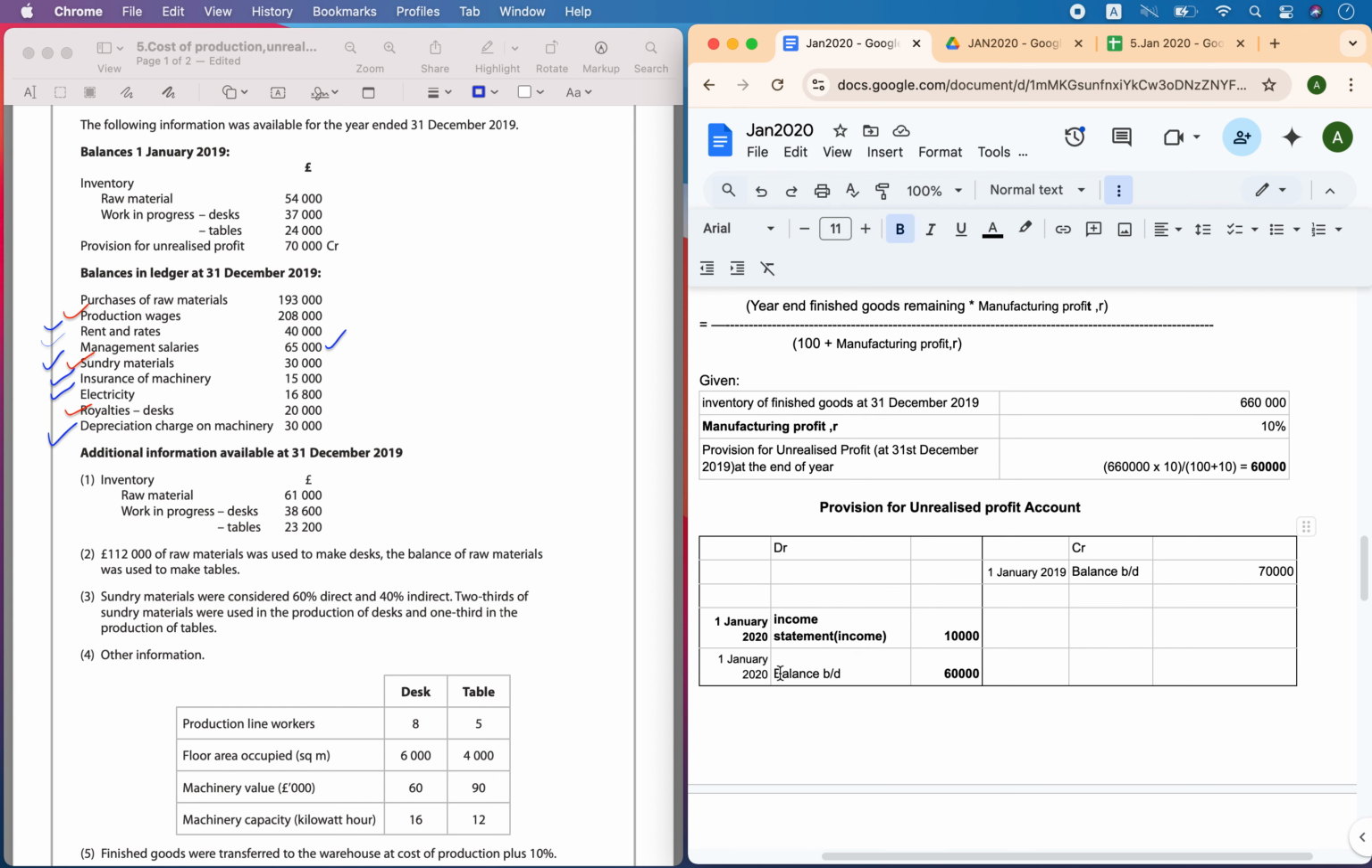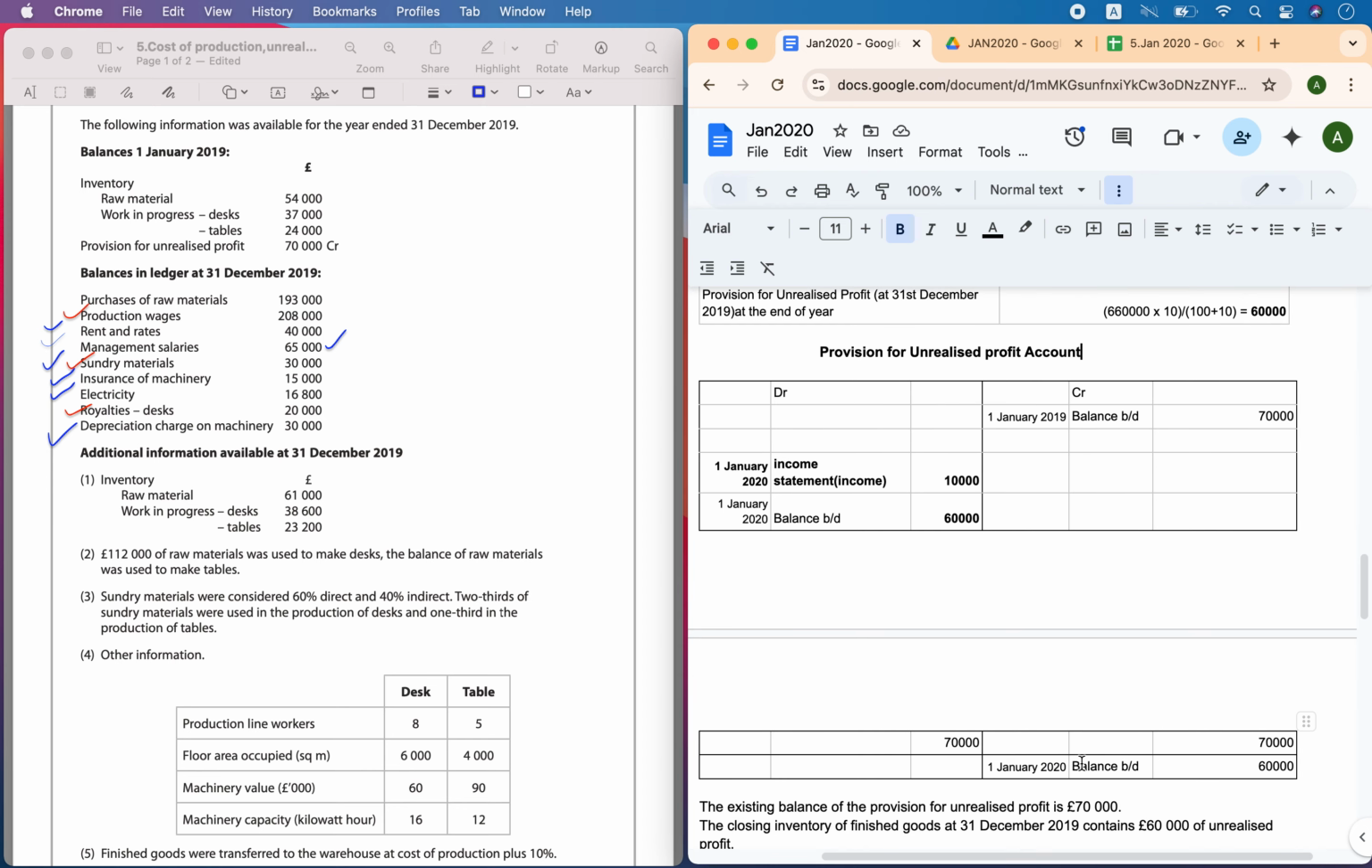Now this year's ending balance, which we calculated just now, is going to go at the end, which you have calculated. And so the difference of 10,000 is a reduction. Already you can see there is a reduction. At the beginning I had a provision of 70,000, and now a provision needs to be made only for 60,000.